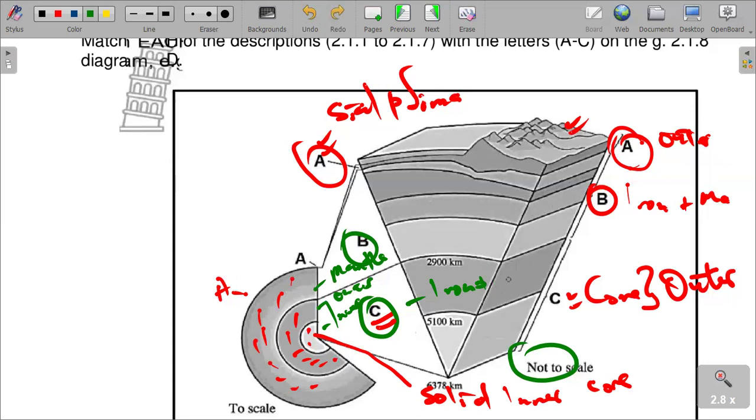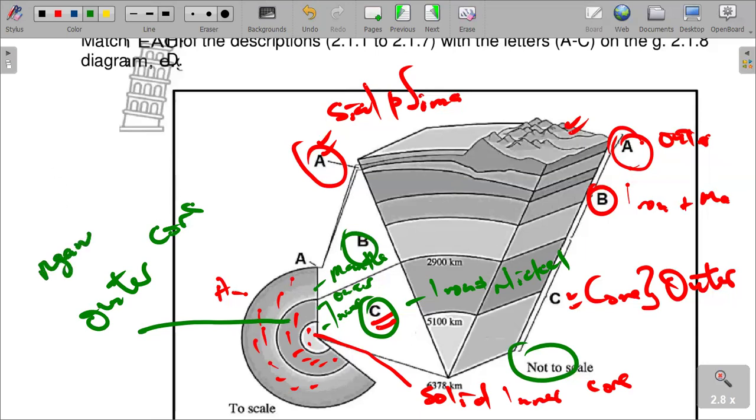Now we need to know the key characteristics of the Earth. The inner core is made up of iron and nickel, and then the outer core is a flowing liquid metal that generates the Earth's magnetic field. The magnetic field of the Earth is generated in the outer core.